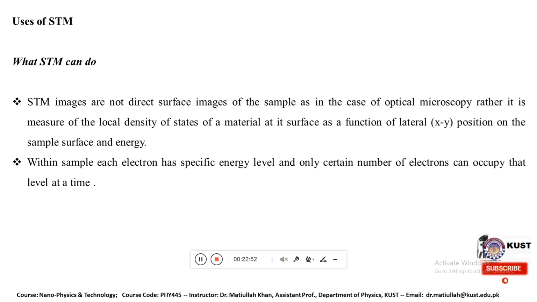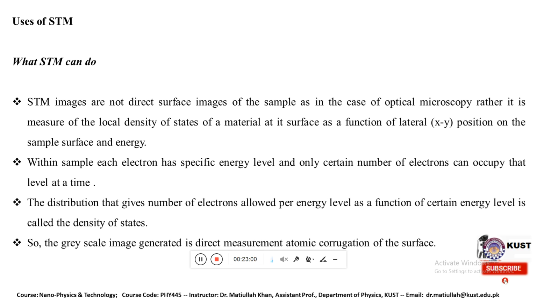Within the sample, each electron has a specific energy, and only a certain number of electrons can occupy that level. Similarly, the distribution that gives the number of electrons allowed per energy level as a function of energy is called the density of states. So the grayscale image generated is a direct measure of atomic variation of the surface. This is something we can do with the STM.